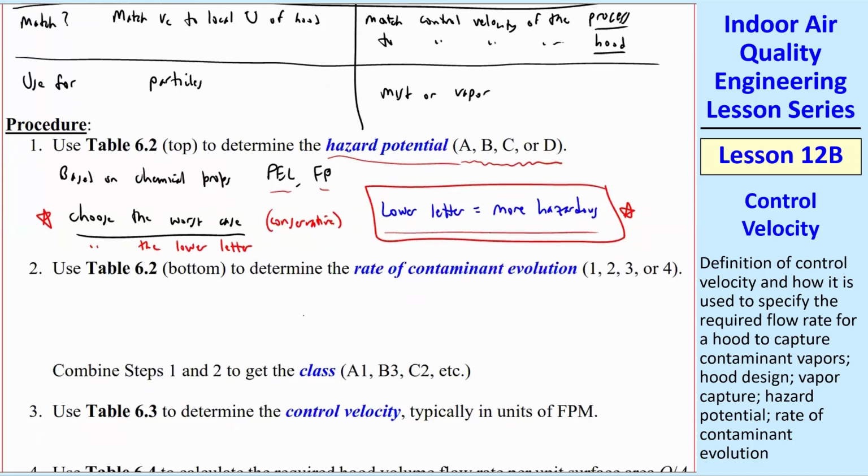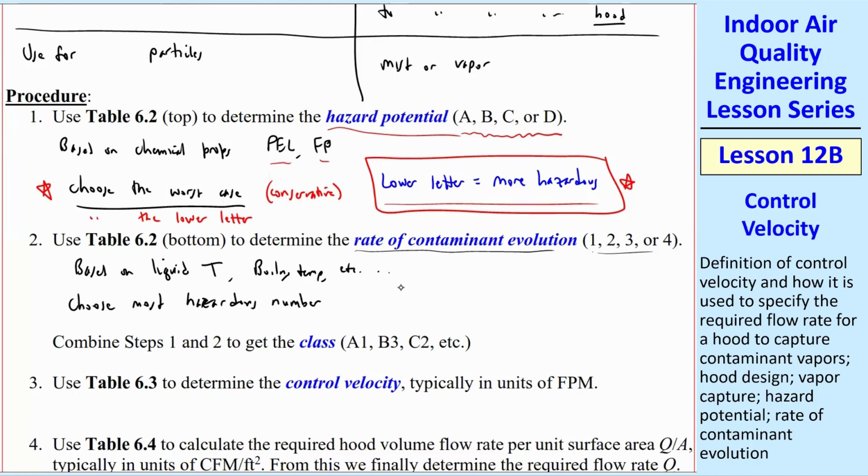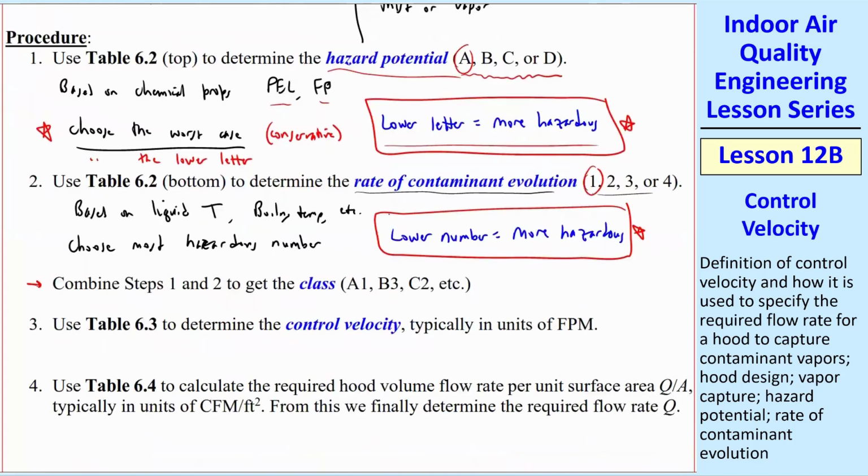We have step 2, that same table, 6.2, but the bottom of it, to determine what we call the rate of contaminant evolution. And that's a number, 1, 2, 3, or 4. So we got a letter and a number. And this is based on the liquid. Remember, this is liquids evaporating from a tank. So you're going to have a liquid temperature, a boiling temperature, and a few other parameters. Again, choose the most hazardous number. The lower the number, the more hazardous. Once you have the letter and the number, you just combine them. So you'll see things like A1, B3, C2, etc.